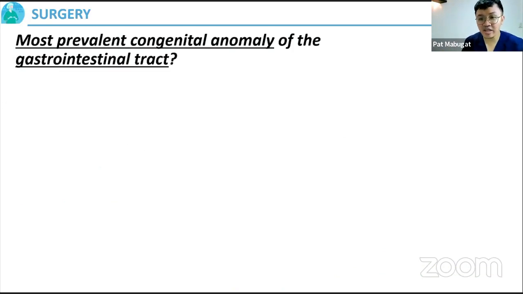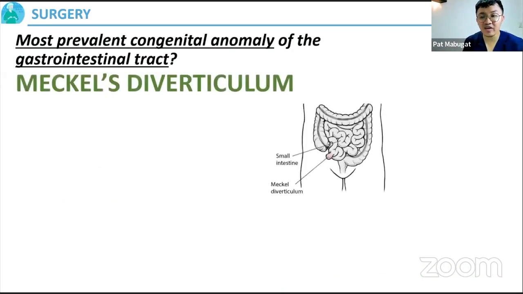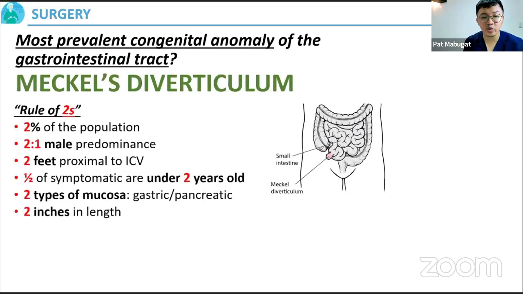Next, what's the most common anomaly of the GI tract? You have your Meckel's diverticulum, with the rule of twos: 2% of the population, 2:1 male, 2 feet, 1/2 under 2 years old, 2 types of mucosa, gastric and pancreatic, and 2 inches in length. I just want to emphasize the parameters here are not in the metric system. So it's 2 feet, not meters, 2 inches, not cm, because they usually confuse you with that.